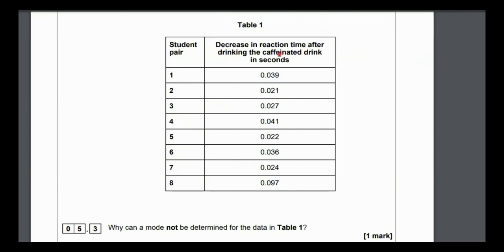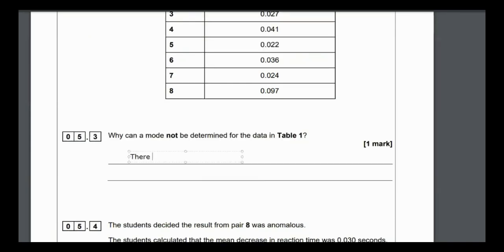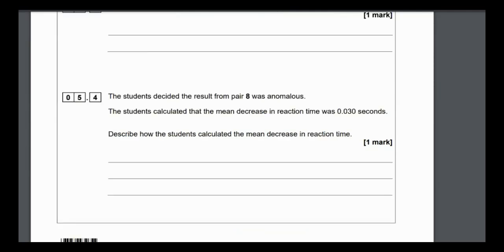5.3. Why can a mode not be determined from this table? Have a look at this data. Why is there no mode in this data for the 8 pairs of students? Why is the decrease in reaction time after drinking a caffeinated drink in seconds not got a mode? And the answer is there isn't a multiple of any of the answers. There's not more than one of any result. So a mode is the most common occurring result, and obviously each result only occurred once.